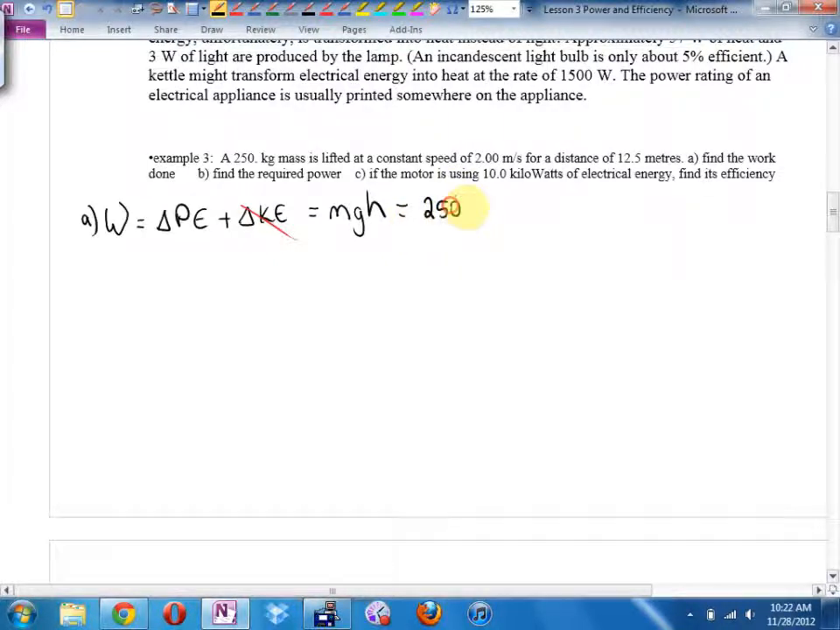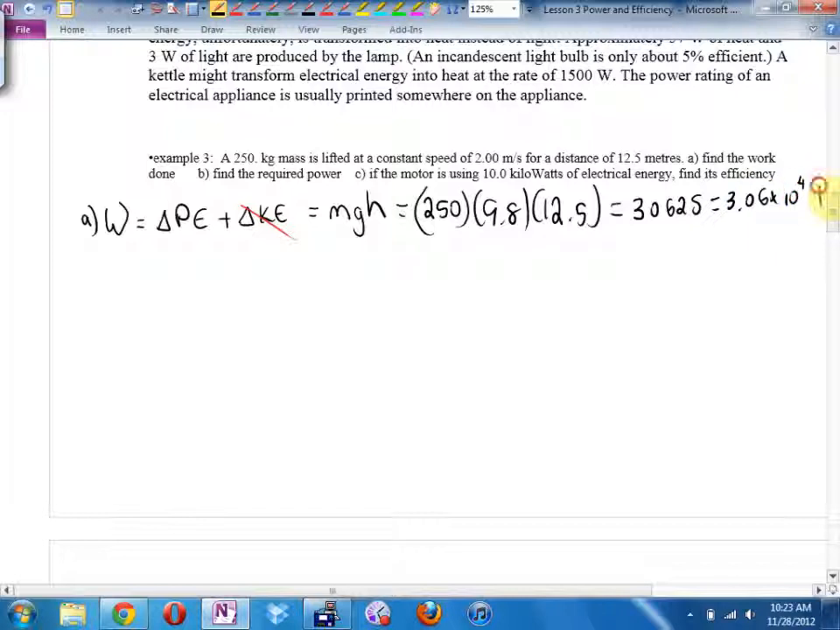250 times 9.8. By the way, you notice what I'm doing? If I can't bring Jaron to the front row, I'll bring the front row to Jaron. 12.5. Actually, I'm just trying to take advantage of this and get used to wandering around when I teach. I think it's less of a distraction. What do you get? 30,625? So 3.06 times 10 to the 4th, and this is work, joules.